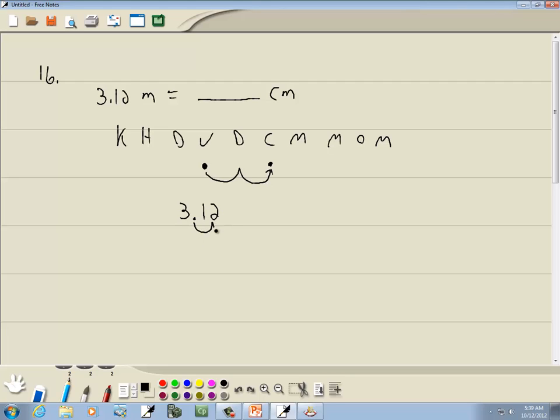So we'll go 1, 2. And this is the new location of our decimal. So this would just be 312 centimeters. And that is how you do your conversions on that. Very nice way just to do this, going across the top here, and then just see how many places you move it.